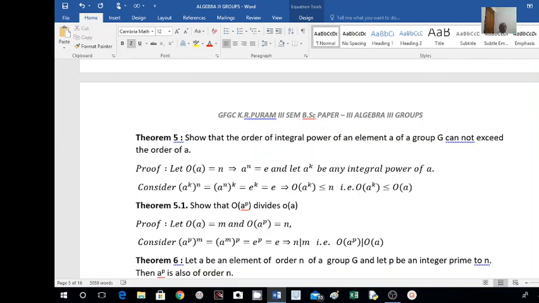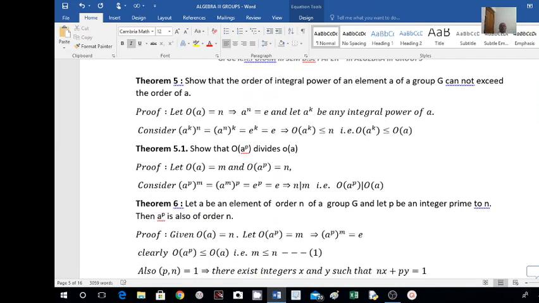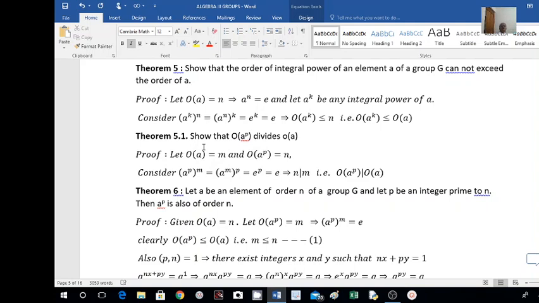Next, one more theorem. Show that order of A raised to P divides order of A. In the previous theorem, what we proved is that the order of any integral power is less than or equal to order of A. Here, order of A raised to P divides order of A. Let order of A be equal to M and order of A raised to P be equal to N.